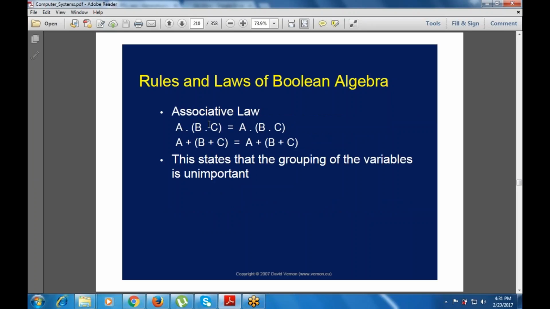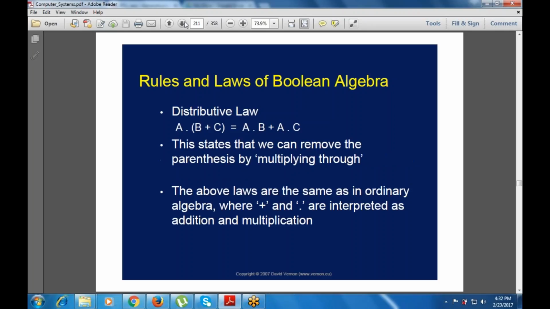Then the next one is the associative law. That means A into (B into C) equals (A into B) into C. That means B and C are associated with each other, and A and B are also associated with each other. So this states that the grouping of the variables is unimportant. That is a rule, a law of Boolean algebra. Why? Because of the associative rule available here.